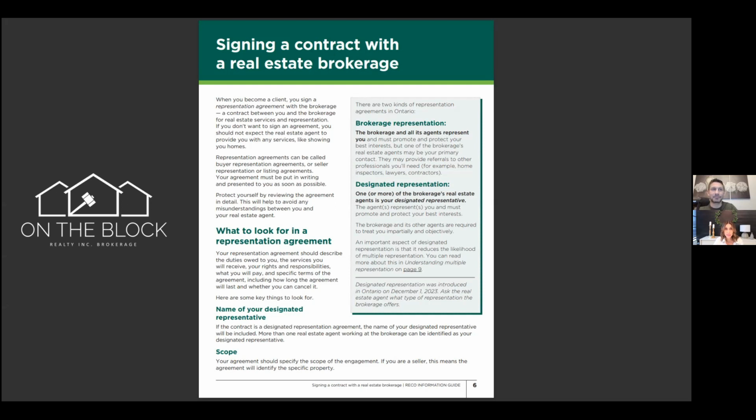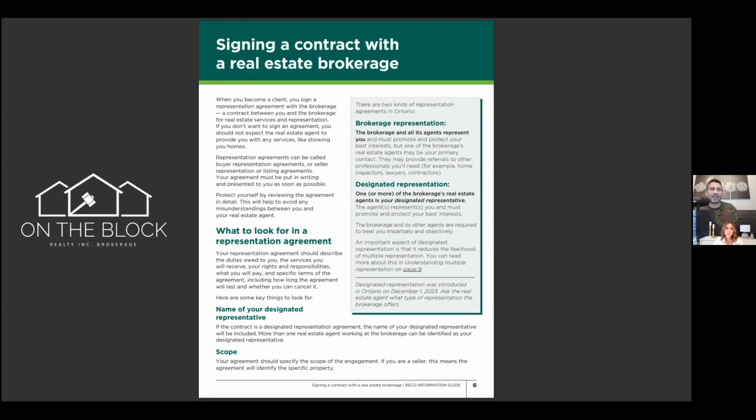Brokerages that choose designated representation will designate one agent specifically to represent each client separately. This means that your agent must represent your best interests in all decisions, but other members of the brokerage simply owe you fair and impartial treatment. Your information is confidential to only your agent. However, the brokerage may still oversee the relationship and owes a duty of care to you as well.